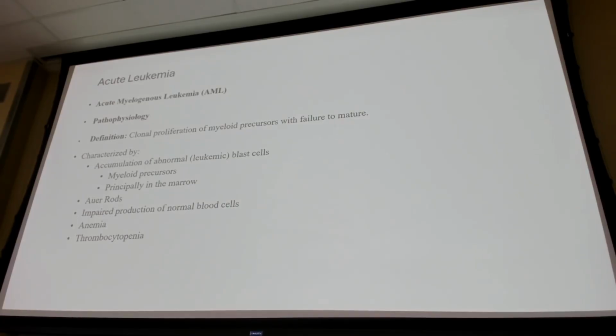Characterized by accumulation of these abnormal blast cells. Myeloid, bone marrow, got it. Auer rods. We're going to see a picture of our rods. Auer rods are pathognomonic for AML. Again, if you receive a differential in your future, in real life or in testing, and somebody says that there are Auer rods there, that should tip you off and you should start thinking about AML. Auer rods, impaired production of the normal blood cells, leading to anemia and thrombocytopenia.